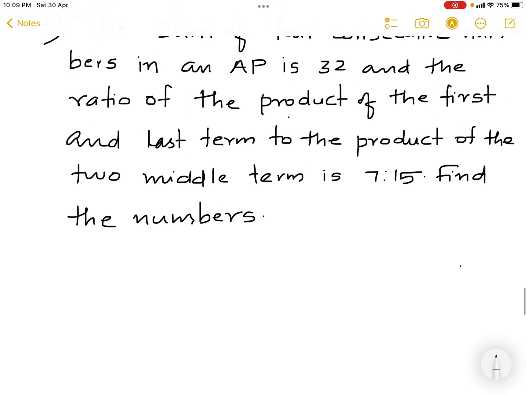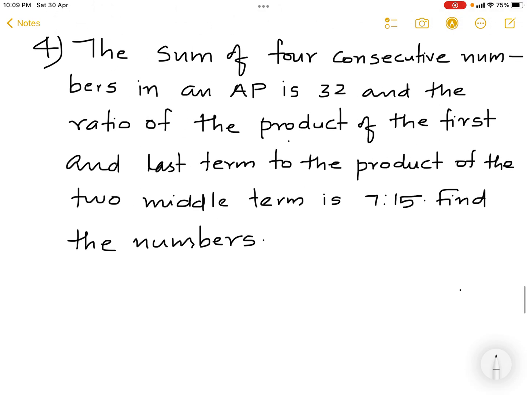Next question. The sum of four consecutive terms of an AP is 32 and the ratio of the product of the first and the last term to the product of the two middle terms is 7:15. Find the numbers.